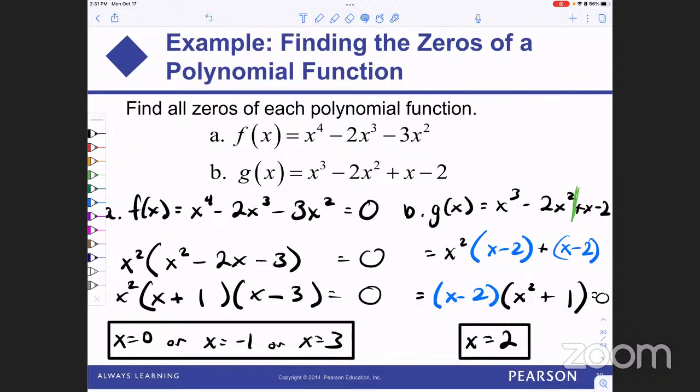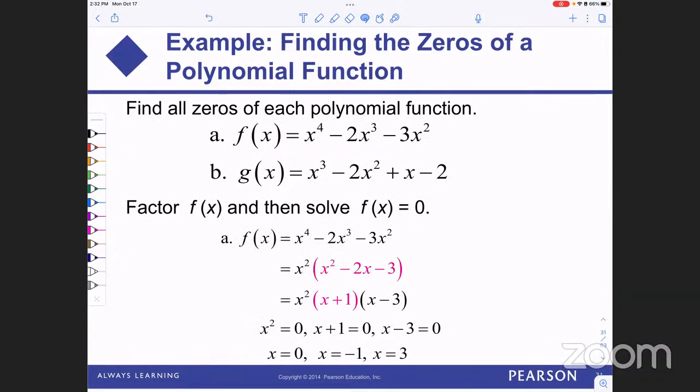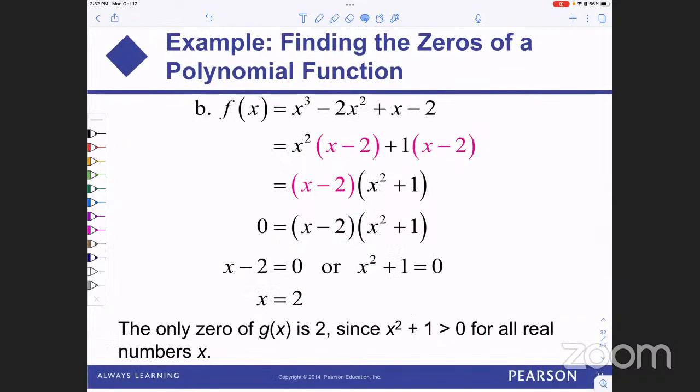Okay. So we got 0, -1, or 3. And then we got 2 was the only result we got for part B. So you see the 0, -1, and 3. And then we get x equals 2, right?